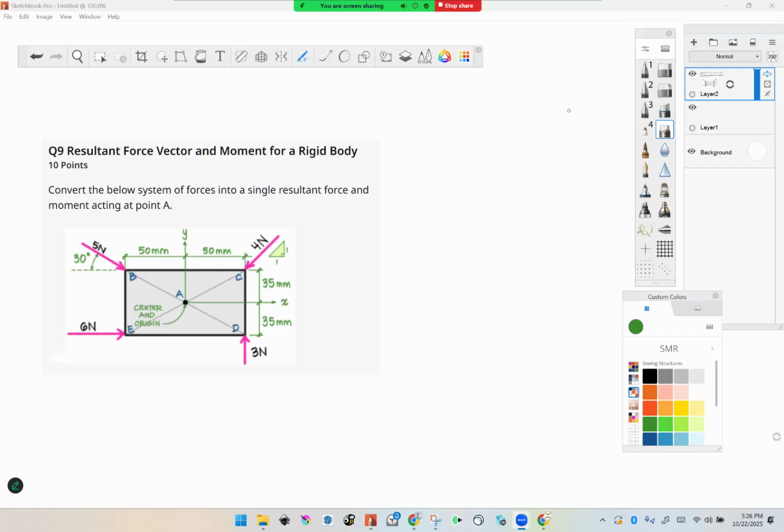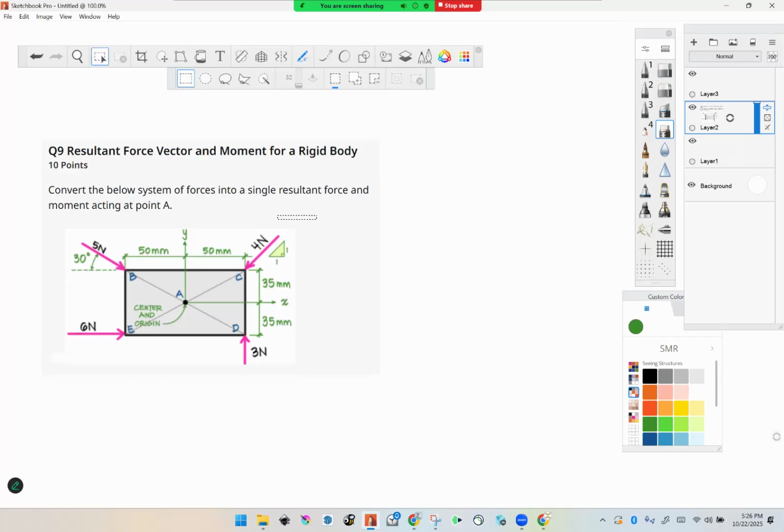All right, welcome back. This is a video for problem 9 on homework 5, a little solution. We have a body that looks like a rectangle, and we have a series of 5 forces applied to it, and we want to convert it into one resultant force and a moment acting in. So this is another equivalent systems problem.